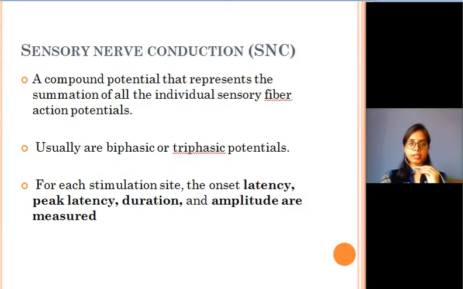Now, sensory nerve conduction velocity studies record compound potentials that represent the summation of all the individual sensory nerve fibers. This can be either biphasic or triphasic. As we did in motor nerve conduction velocity, the characteristics of measurement remain the same. That is, the onset latency, the peak latency, duration and amplitude are measured.